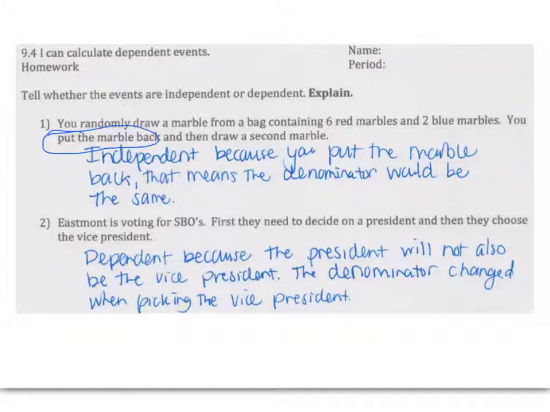Number 2, Eastmont is voting for SBOs. First, they need to decide on a president, and then they're choosing on a vice president. This is dependent because the president cannot also be the vice president. This means our denominator is going to change. If we need to, let's go ahead and pause that video. But right now, number 1 is independent. Number 2 is dependent.